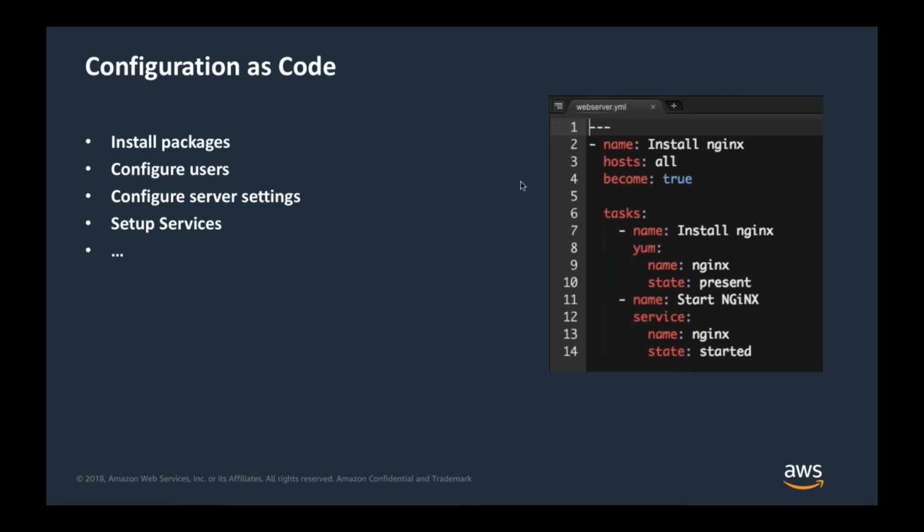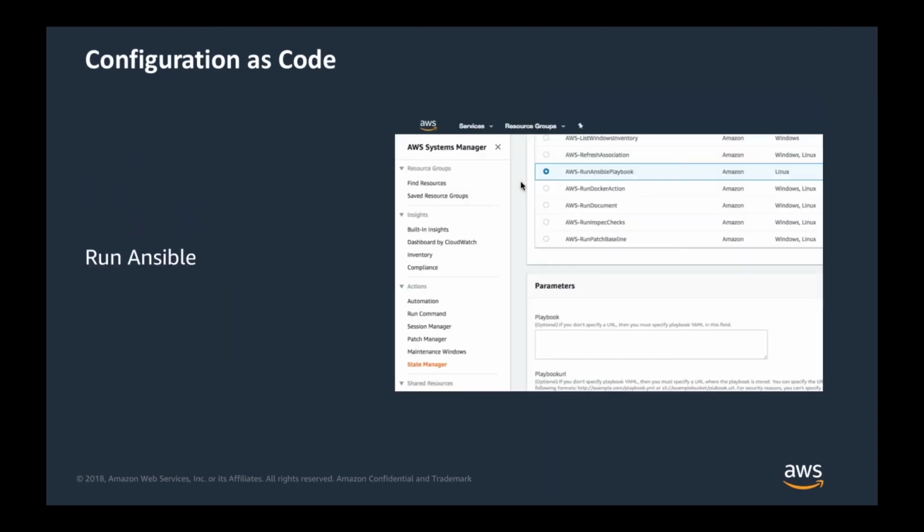If I want to make changes to my infrastructure on the fly without having to replace my instances, as in the case of an immutable environment, configuration management is the way to go. So I don't have to rebuild my infrastructure every time I make a change. I can just allow the configuration management engine, in this case Ansible, and Systems Manager do that for me. So Systems Manager is actually going to run Ansible for me. I can tell it, hey, run a playbook for me, and run it on schedule.